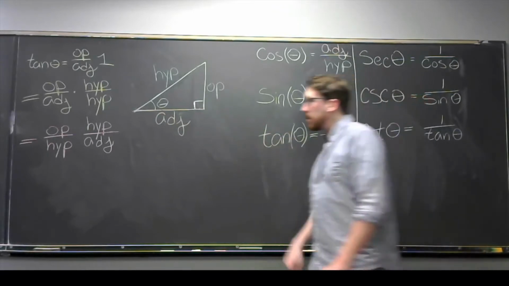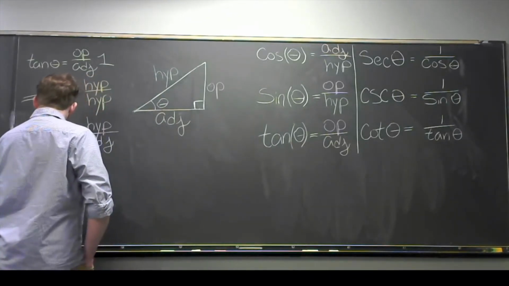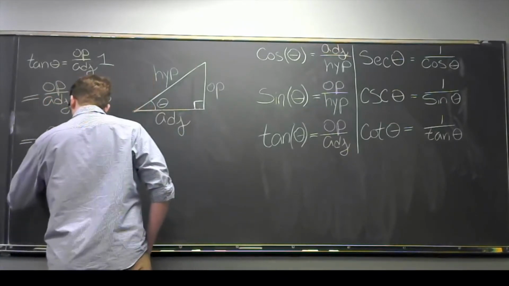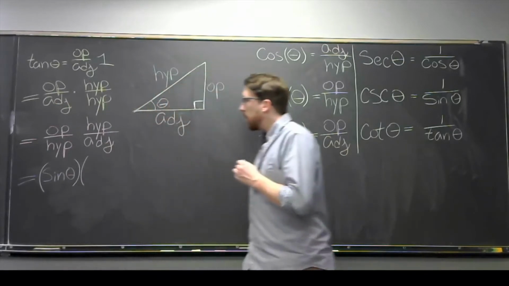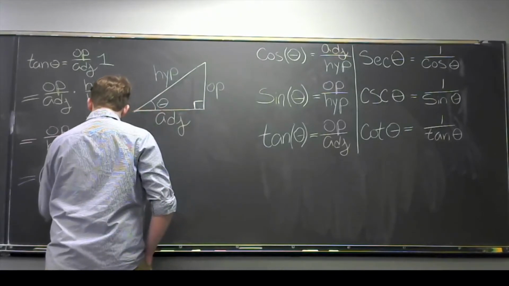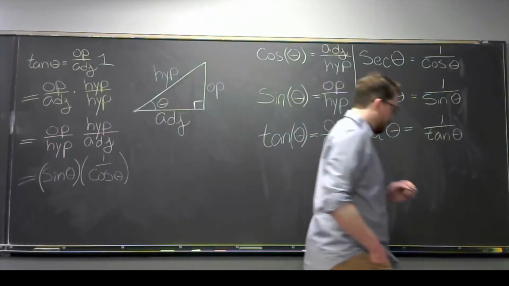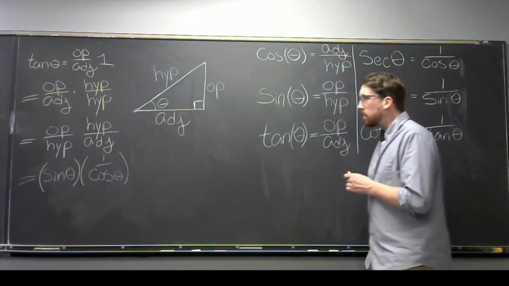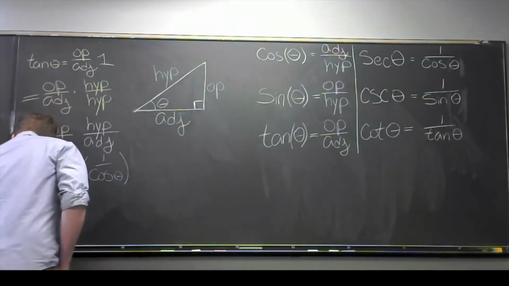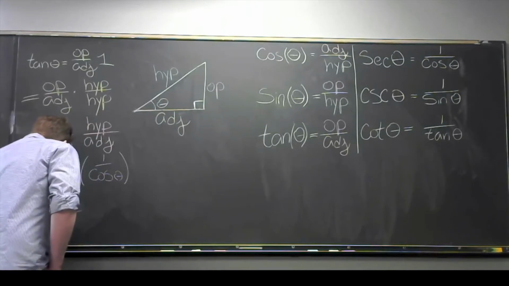But now we can rewrite these. We can say this is sine of our angle and this is 1 over cosine. Which we can now rewrite as sine of our angle over cosine of our angle.